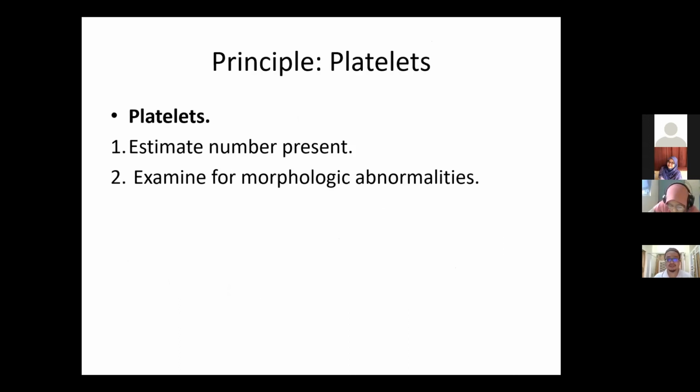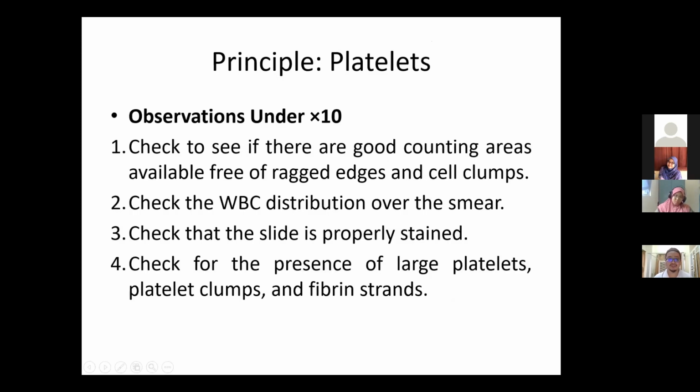And then platelets. Secondly, we look for platelets. We want to estimate the number that are present and then examine for morphological abnormalities. We observe platelets under 10 times. Check to see if there are good counting areas available, free of ragged edges and cell clumps. We do this for all types of cells. And then check the WBC distribution, check the slide is properly stained, check for presence of large platelets, platelet clumps, fibrin strands. And note all this.